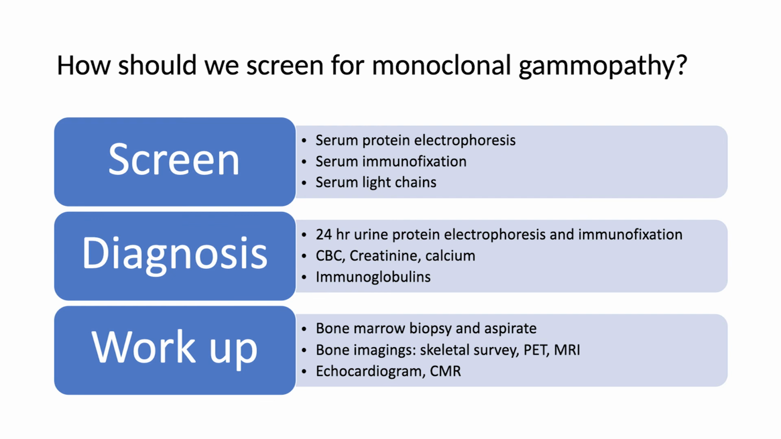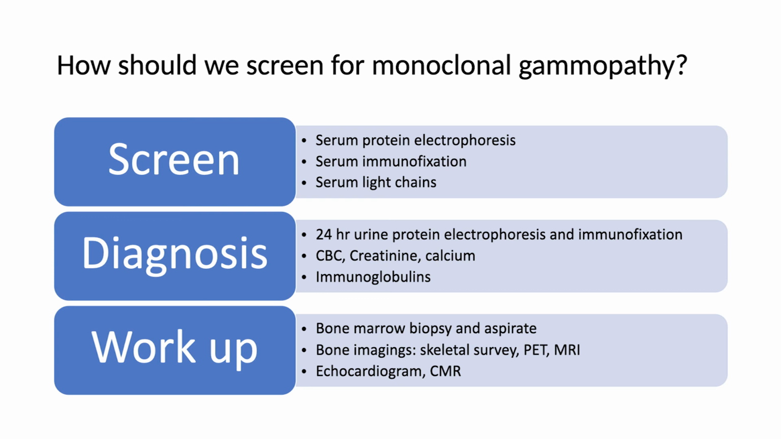How should we screen for monoclonal gammopathy? You need only 3 tests to screen: serum protein electrophoresis, serum immunofixation, and serum light chain. You can replace serum light chain with urine electrophoresis. Once one of these becomes positive, then you have to go to the second line and do more workup.